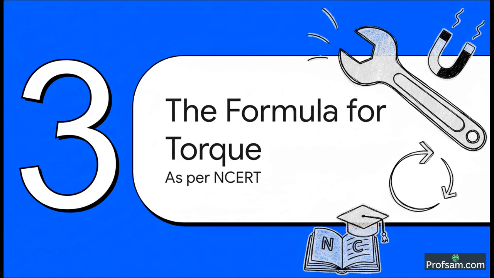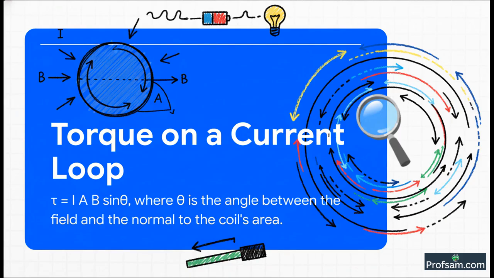Okay, so for our exams, the most important thing is the formula. Let's look at the exact formula for this turning force, or torque, as it's given in our NCERT textbook. Here it is from section 4.9.1. Torque, or tau, equals I A B sine theta. So the turning force depends on the current, I, the area of the loop, A, the magnetic field strength, B, and crucially, the sine of the angle, theta.